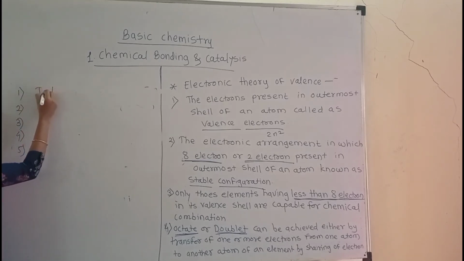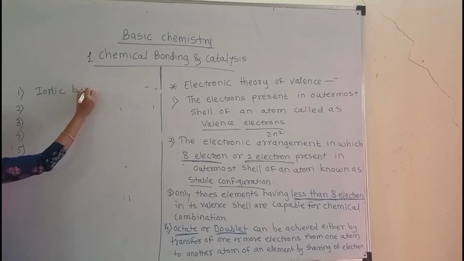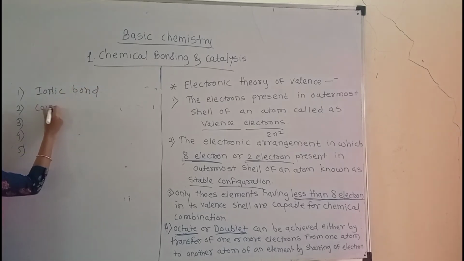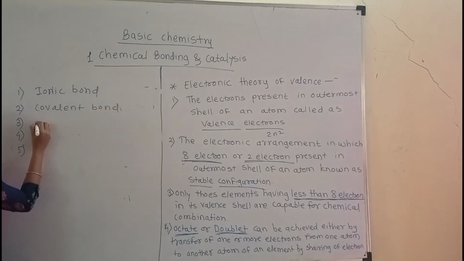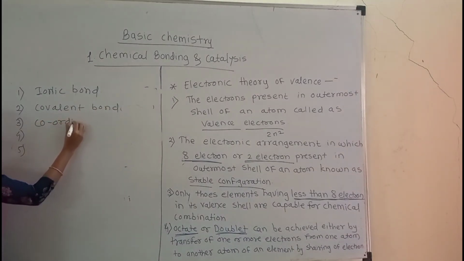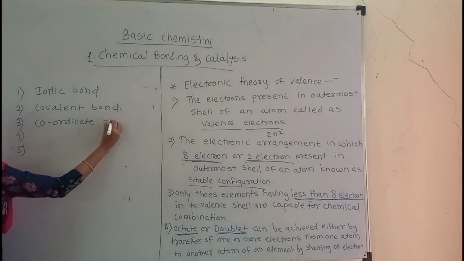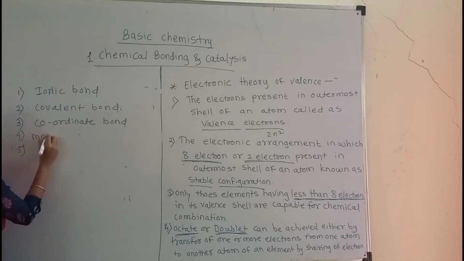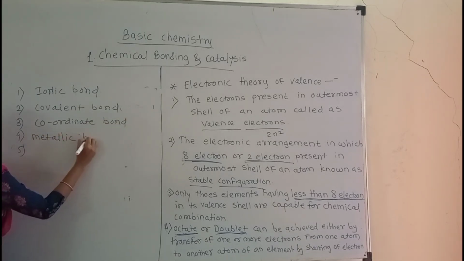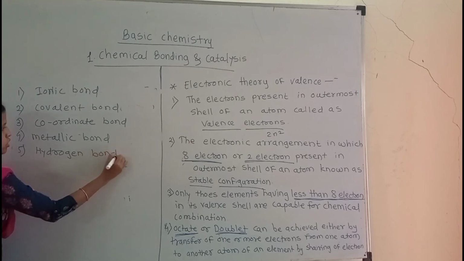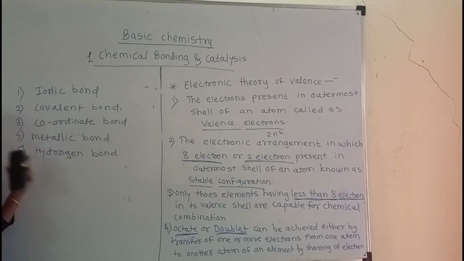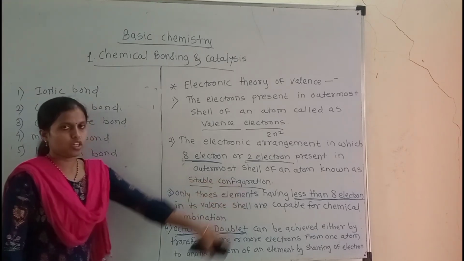The first type of bond formed is the ionic bond. The second type of bond is the covalent bond. The third type of bond formed is the coordinate bond. The next type of bond is the metallic bond. And the last one is the hydrogen bond. So these 5 different types of bonds will be formed when acquiring a stable configuration.